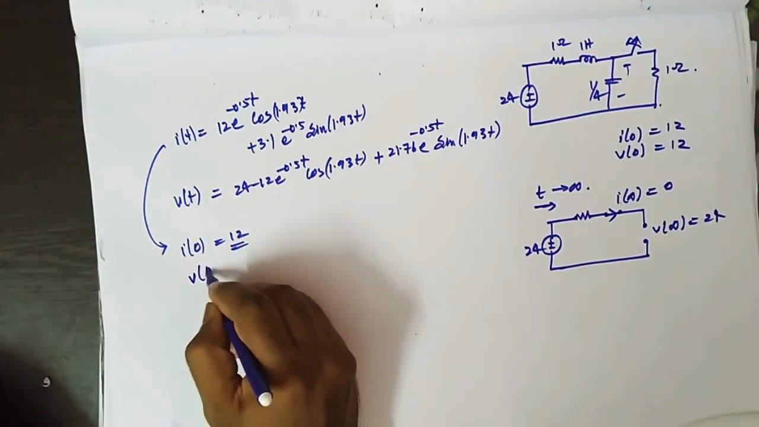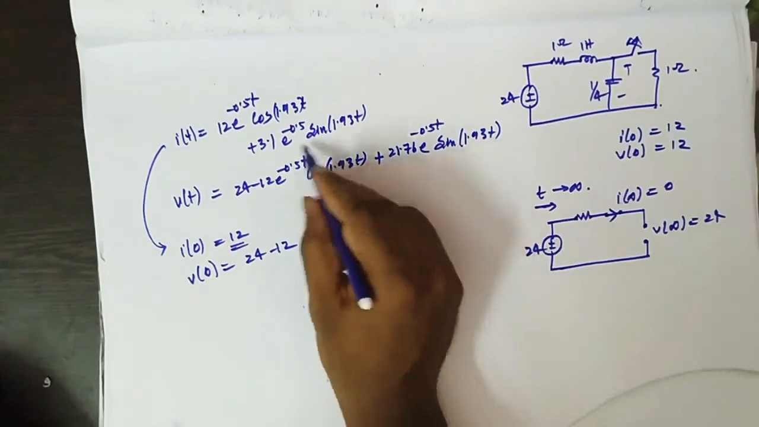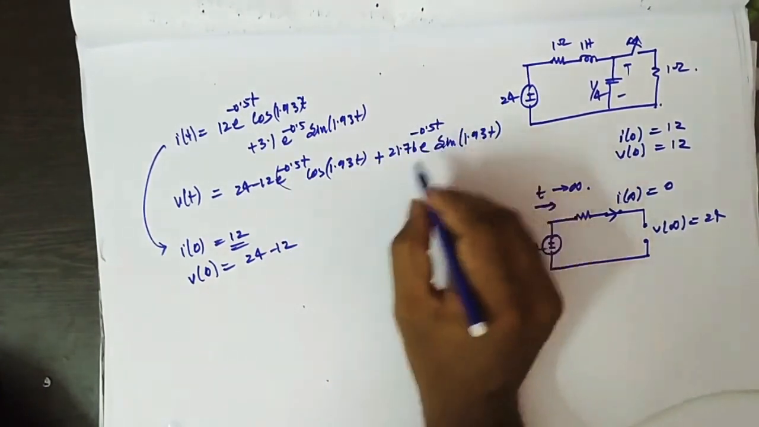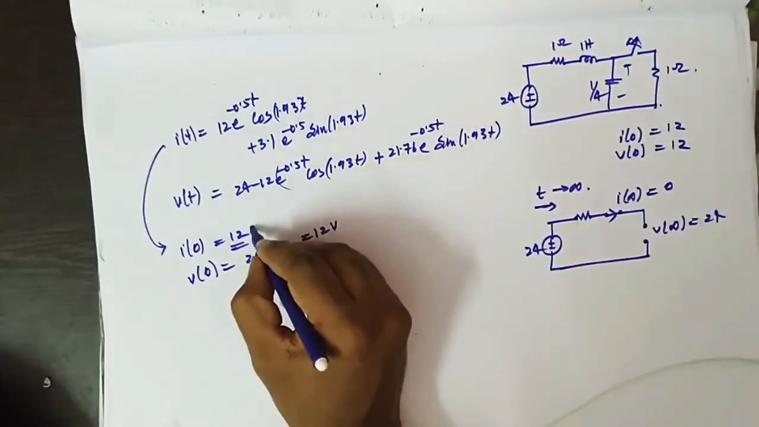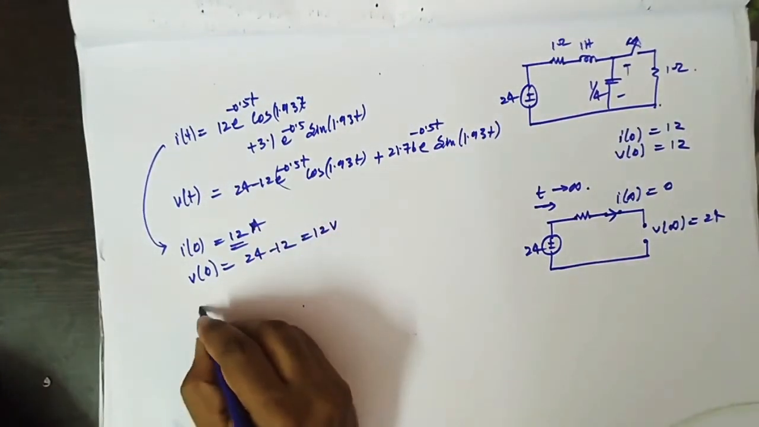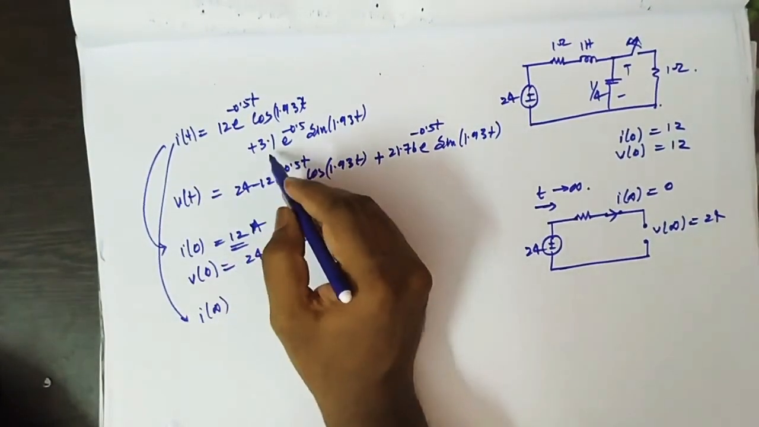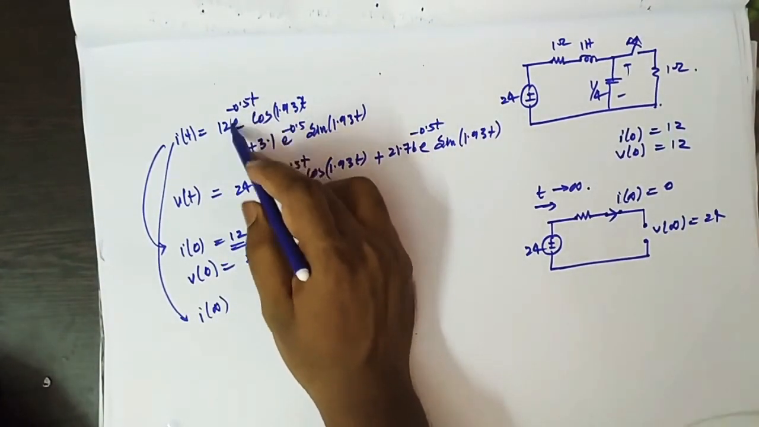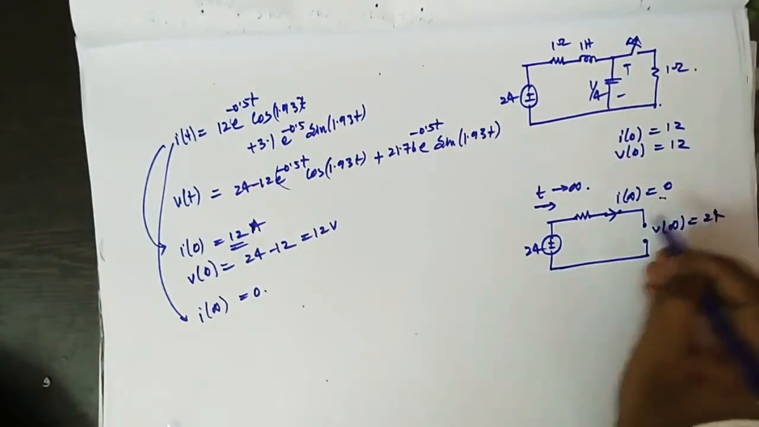Similarly, V of 0 equal to what? You will get 24 minus 12. This term becomes 1 and this term becomes 0. That is 12 volts. So the same values we got here, 12 amps. Now I of infinity equal to what? If we place e power infinity here, this term becomes 0, this term becomes 0. So I of infinity equal to 0.